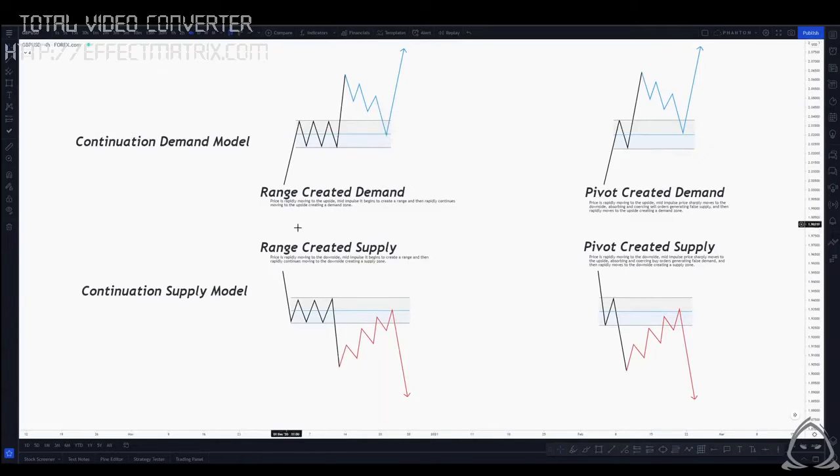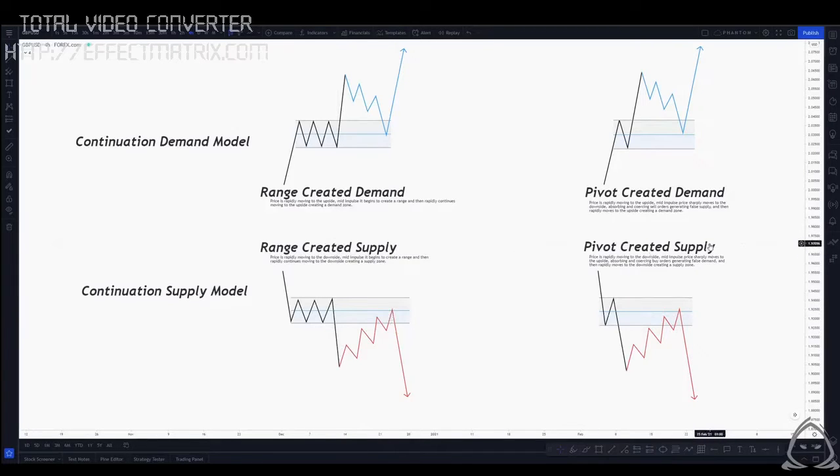And on the flip side, if we're looking for range created supply of our continuation supply model, we'd be seeing price moving to the downside rapidly. We'd see that sideways correction, and again, we'd see it expand to the downside. Again, we're not looking to trade the initial break of that range, but instead we're waiting for price to return back to the supply zone, and that's where we'd be looking for our entry.